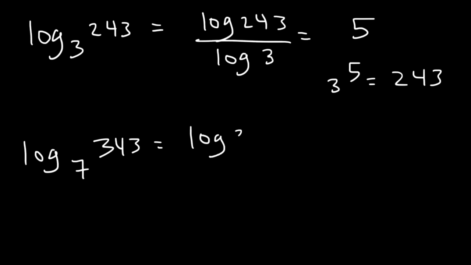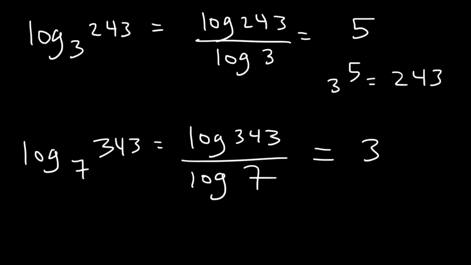Next we have log of 343 divided by log 7. And this is equal to 3. So that's how you can use the change of base formula in order to evaluate logs.